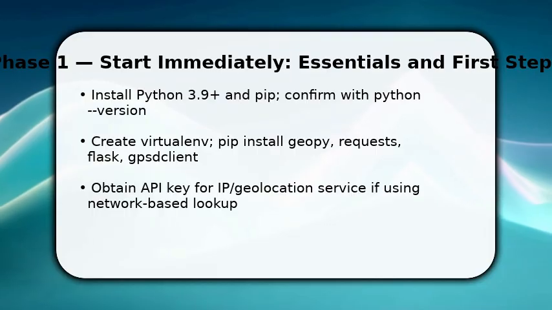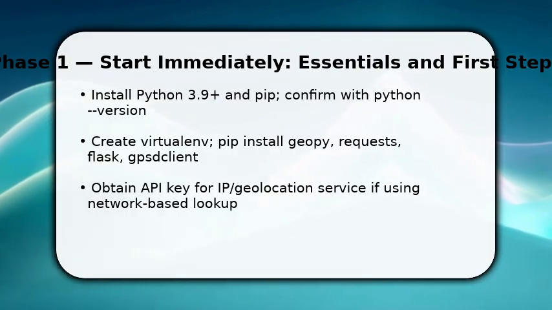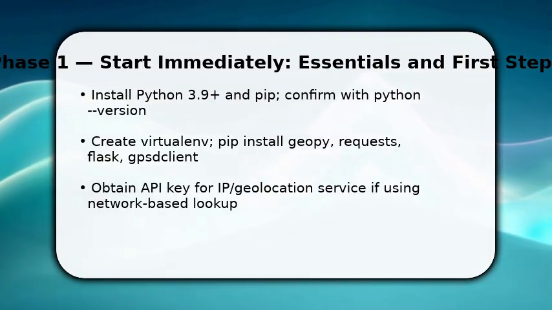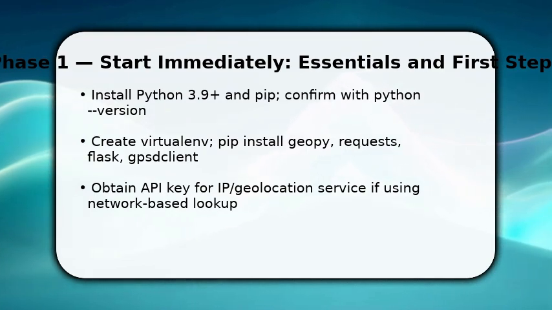Once done, write a small script that reads a single coordinate from the chosen source. This first read confirms connectivity and permissions, so you can iterate quickly on parsing and display.